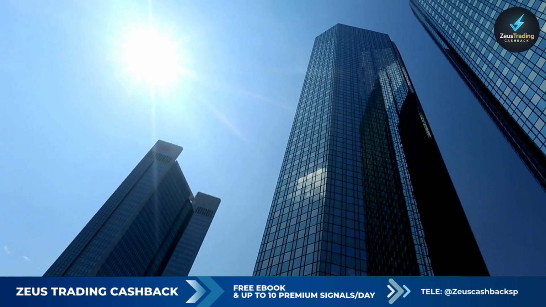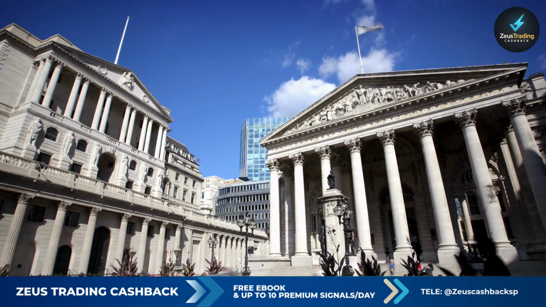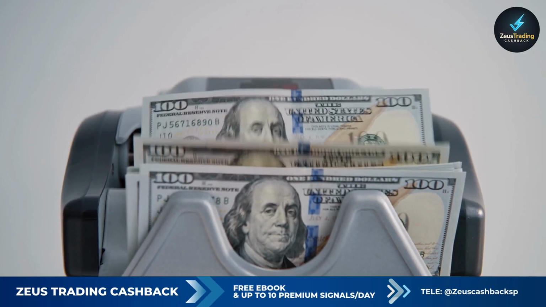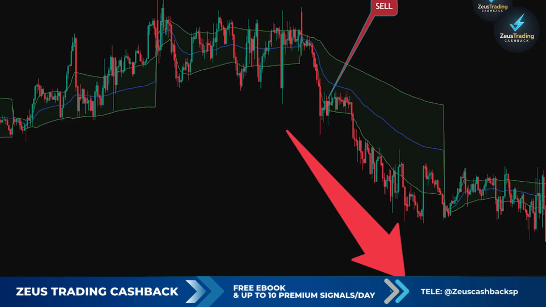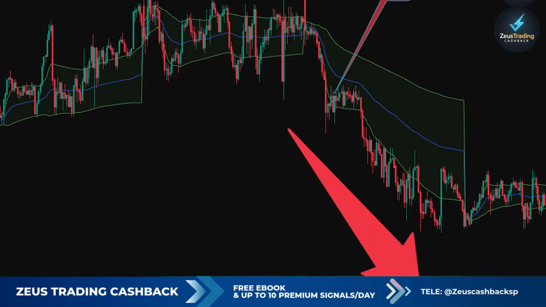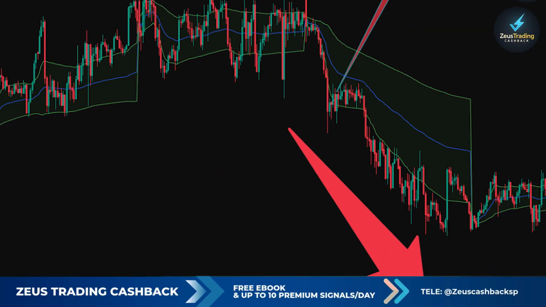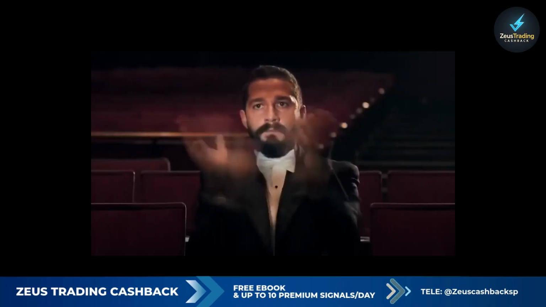Think of VWAP as the institutional average price. Large players like banks and funds often use it to measure whether they're getting a good deal. When price moves too far above VWAP, it's often considered overextended, like a rubber band that's stretched too far. And when price pulls back to VWAP, it's like gravity pulling it back to its fair value. That's where the smartest entries often happen.